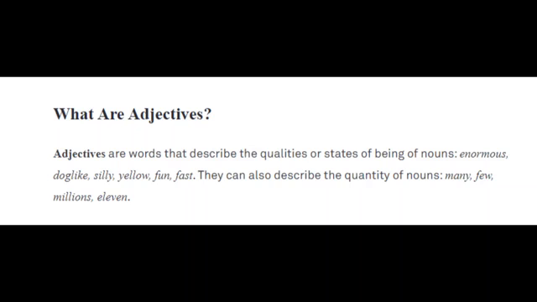They can also describe the quantity of nouns, that means many, few, millions, 11, these are numbers. These also come under the category of adjectives. So adjectives are describing words. I have told you the definition of adjective. Now let's move further.